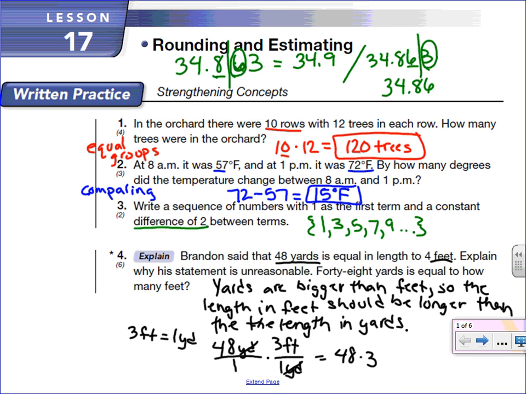8 times 3 is 24. 3 times 4 is 12, plus 2 is 144. This makes sense because we said that once we got it into feet, it should be bigger. 144 is bigger than 48.